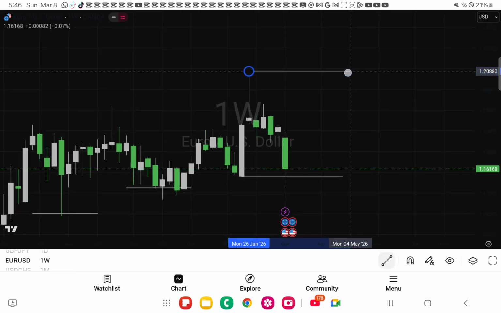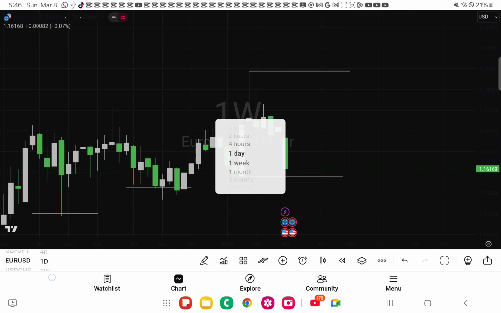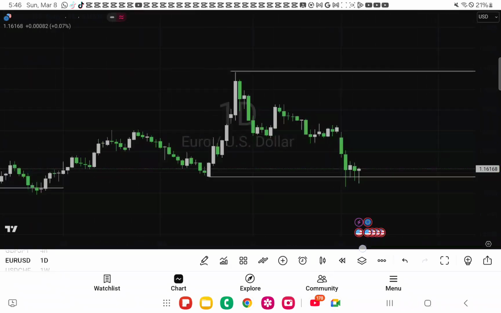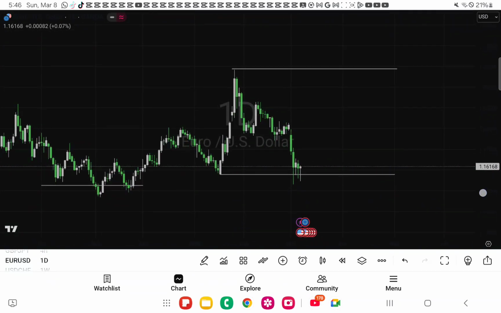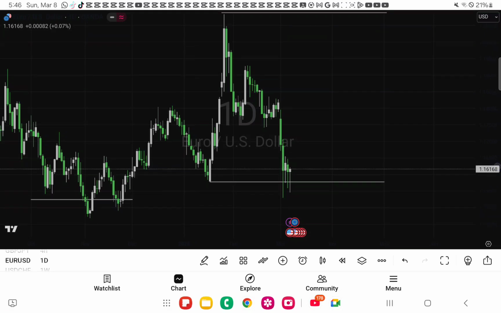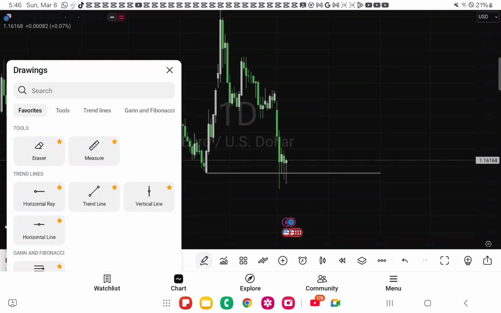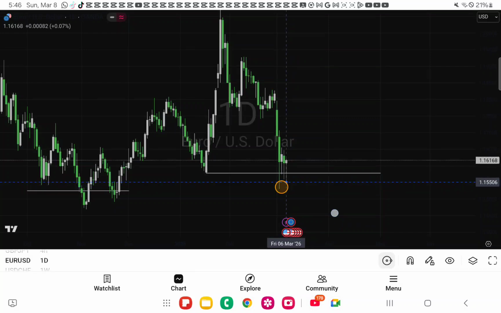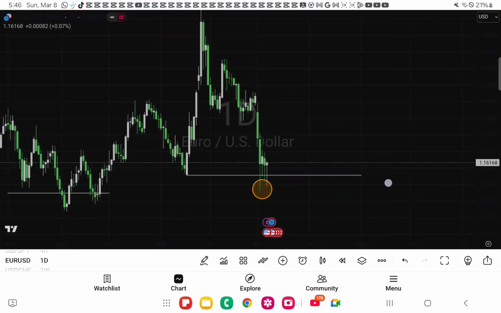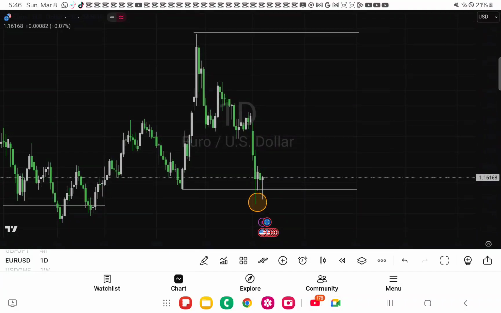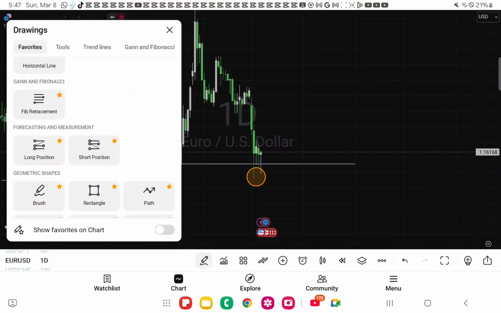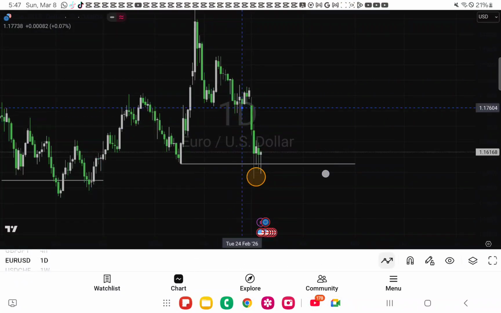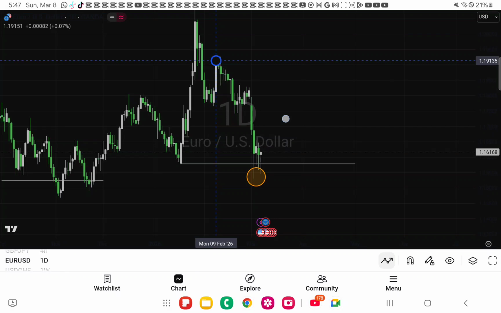Okay, our main focus will be on the daily time frame, the price action on the daily time frame. On the daily time frame, you have a sweep of liquidity on that low. On the daily time frame, we have a sweep of liquidity on this low. After a sweep of liquidity, we have this high. Okay, we have this price action.